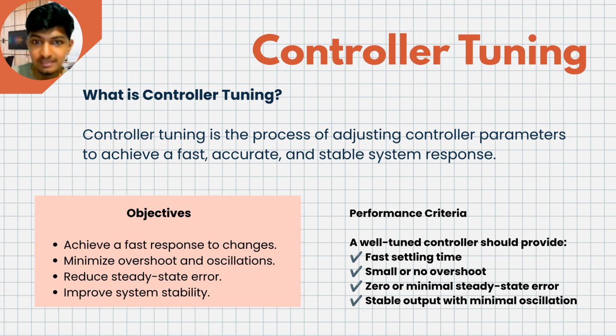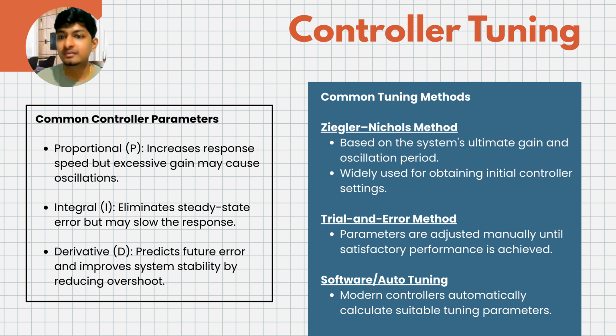The main objectives are to achieve a fast response, minimize overshoot, reduce steady state error, and ensure a stable system. Here we can see the explanation of the proportional, integral, and derivative parameters, and the common tuning methods are also introduced, including the Ziegler-Nichols method on the right side, and trial and error and automatic tuning, which help achieve good controller performance. In conclusion, understanding the basic modes and feedback control system, stability analysis, and controller tuning is essential for designing efficient and reliable industrial process control systems.